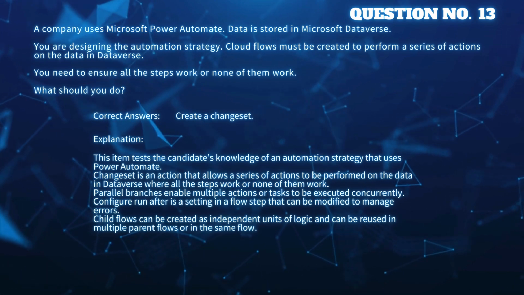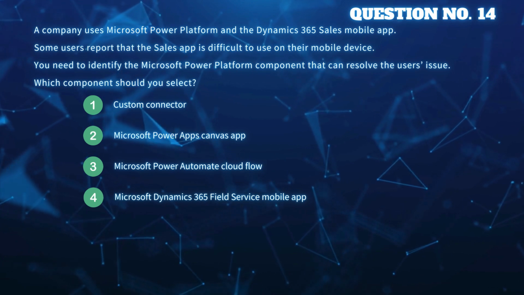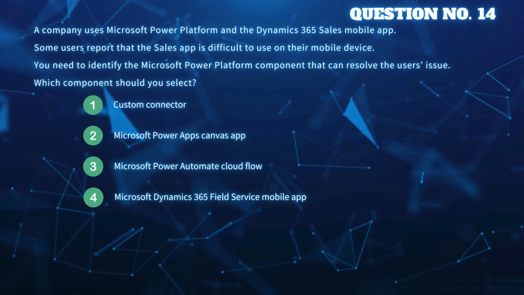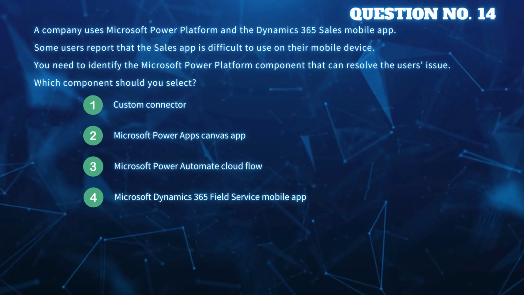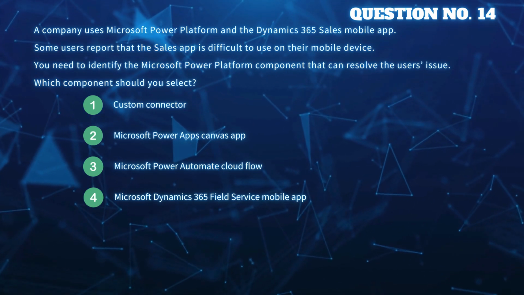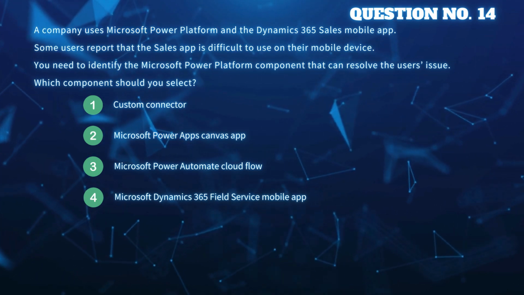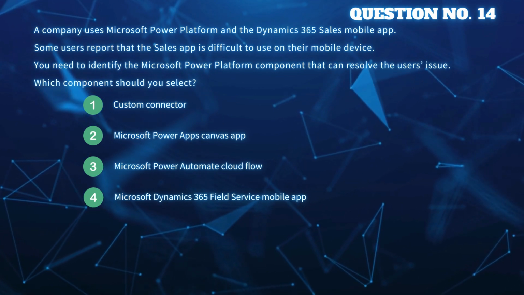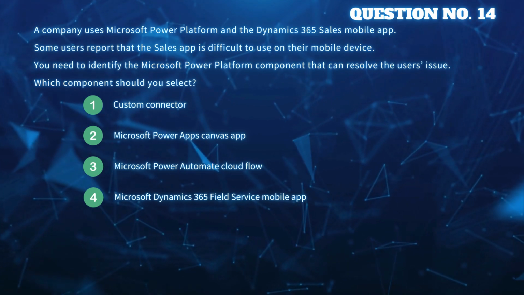A company uses Microsoft Power Platform and the Dynamics 365 Sales mobile app. Some users report that the Sales app is difficult to use on their mobile device. You need to identify the Microsoft Power Platform component that can resolve the user's issue. Which component should you select? Option 1, Custom Connector. Option 2, Microsoft Power Apps Canvas app. Option 3, Microsoft Power Automate Cloud Flow.